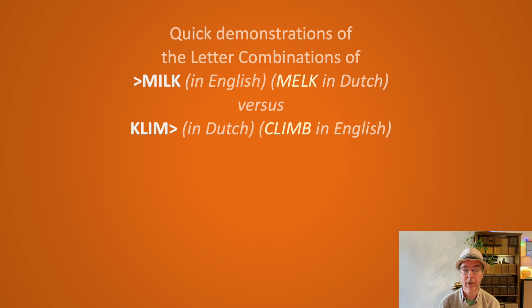In this video I will compare MELK with the opposite, KLIM. KLIM doesn't exist in English, but it does exist in Dutch, and it means climb. So to make things complete, I will have milk, the English word, MELK, the Dutch word, KLIM, the Dutch word, climb, the English word. And I will explain to you why the same letters in a different order make up almost the opposite of directions that are found in the letter combinations.